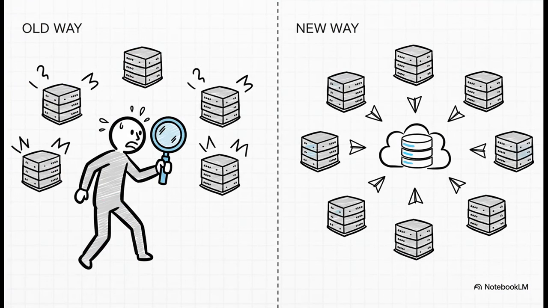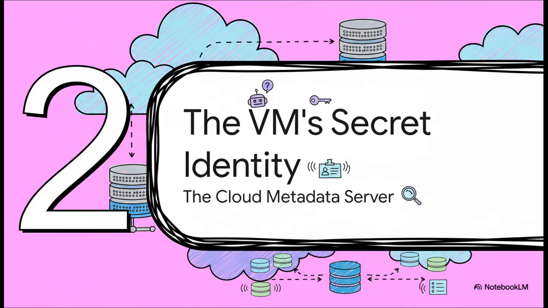Okay, but what if we could flip this whole problem on its head? Instead of us desperately trying to track every single server, what if each server could just announce its own existence? What if it could just report on itself? Now, this idea of a self-reporting server is not some kind of magic trick. It's actually made possible by a core component that's built right into every major cloud platform. So let's pull back the curtain on the VM's secret weapon, the Cloud Metadata Server.